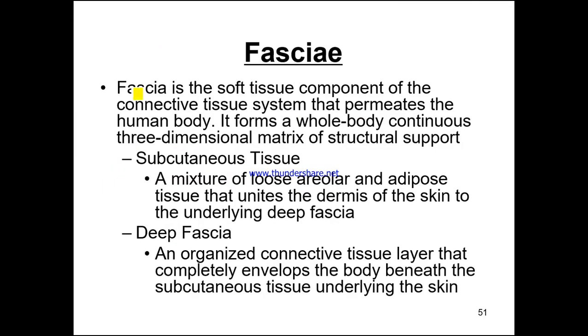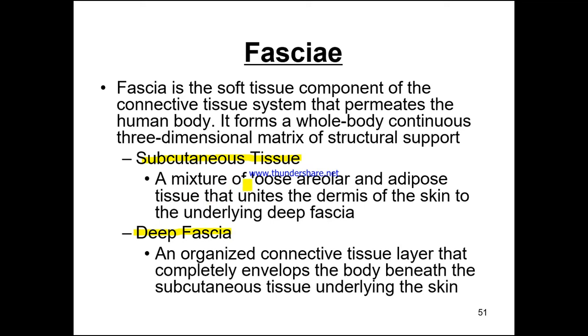Fascia, the development of fascia. Fascia is the soft tissue component of the connective tissue system that permeates the human body. It forms a whole body continuous three-dimensional matrix of structural support. We have subcutaneous tissue and deep fascia.